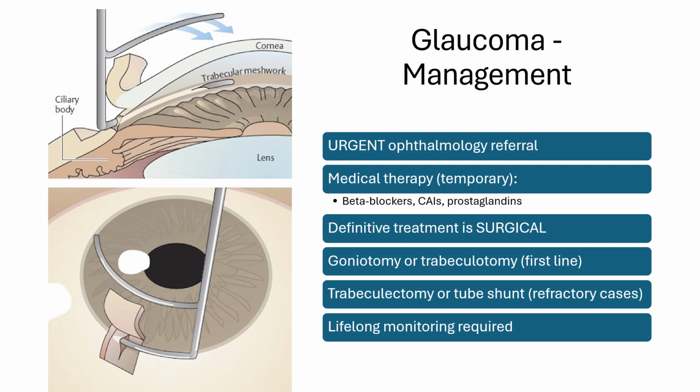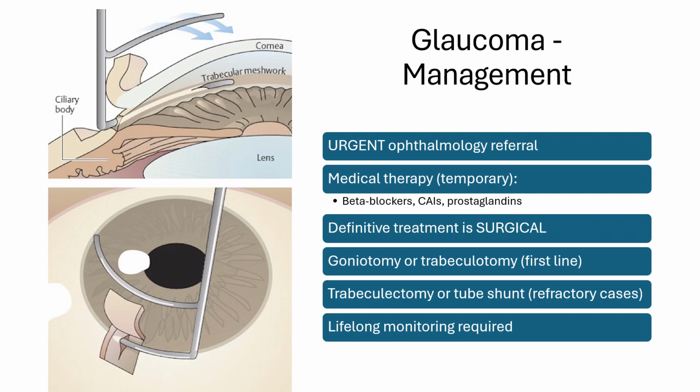Goniotomy or trabeculotomy represent first-line procedures, directly opening the abnormal trabecular meshwork to establish drainage. Success rates approach 80% when performed early. The surgeon either approaches internally through the cornea for goniotomy or externally through the sclera for trabeculotomy.